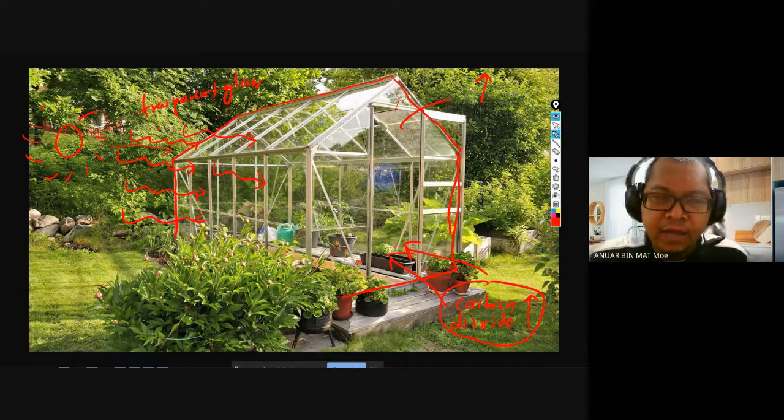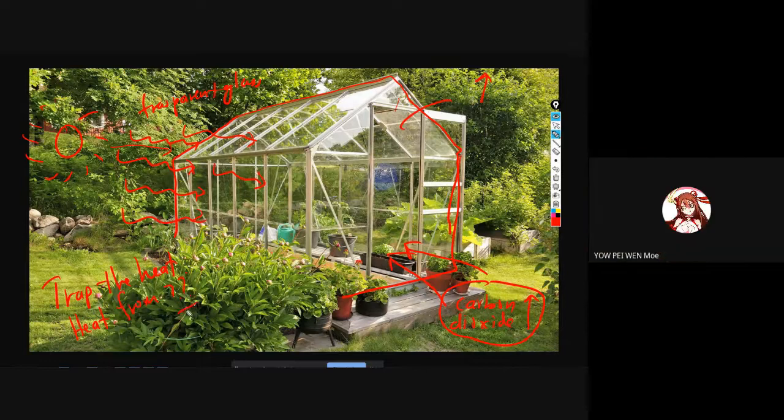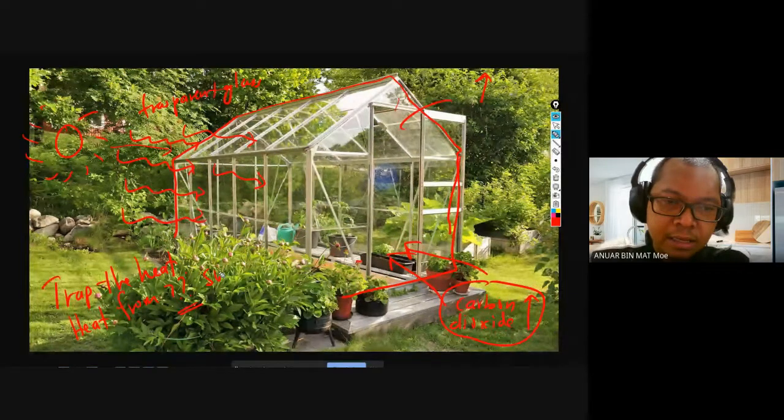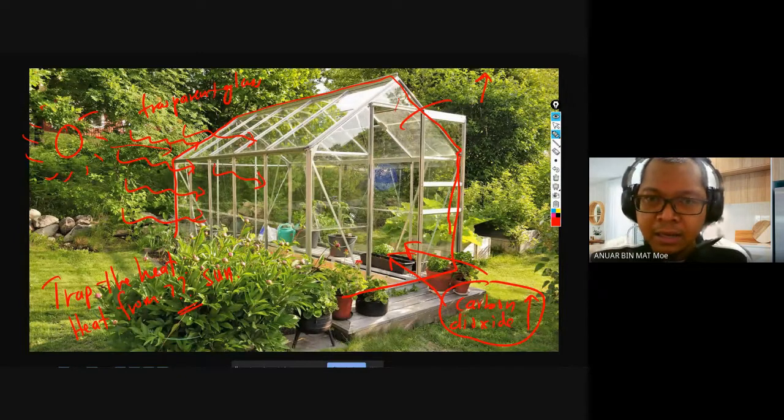The greenhouse effect's function is to trap the heat. Trap the heat from where? The heat from where? Sun. Yes, the heat from the sun. That's why the structure is made from glass or plastic. The heat can enter the greenhouse, and then it will trap the heat inside.